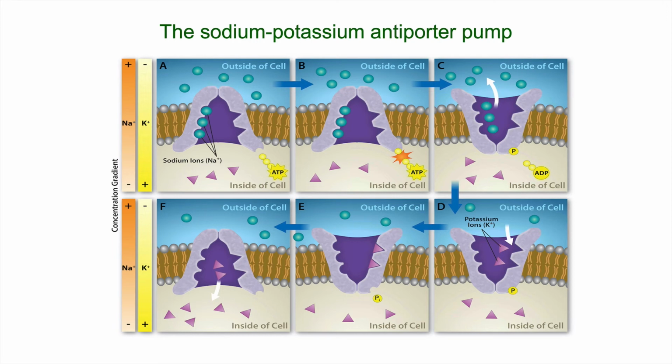In the meantime, while this protein is open, potassium ions can bind to it. The phosphate releases, and now the protein reverts to its former shape and creates a portal to pump the potassium into the cell. So because we're moving two things through this same pump, one going in one direction, one coming back in the other, that makes this an antiport pump.